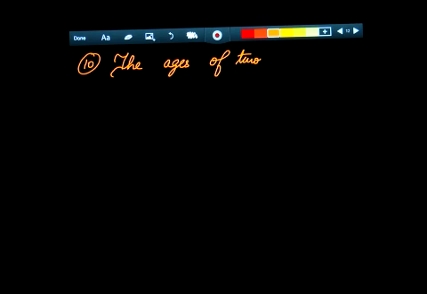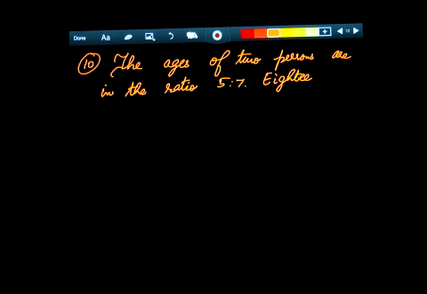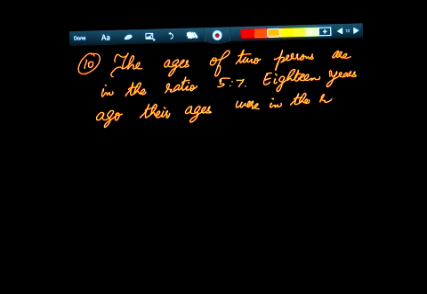Tenth sum, yet another interesting sum. The ages of two persons are in the ratio 5:7. 18 years ago, their ages were in the ratio 8:13. Their present ages. Since this sum is dealing with present ages, we may go for the option that is having 5:7.